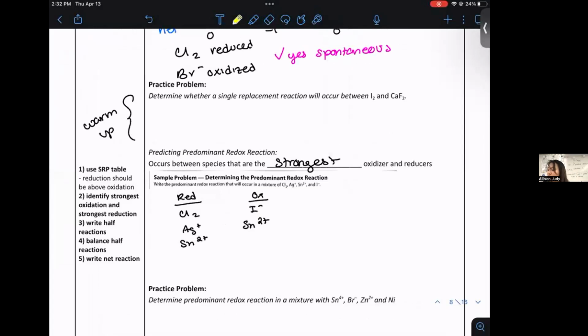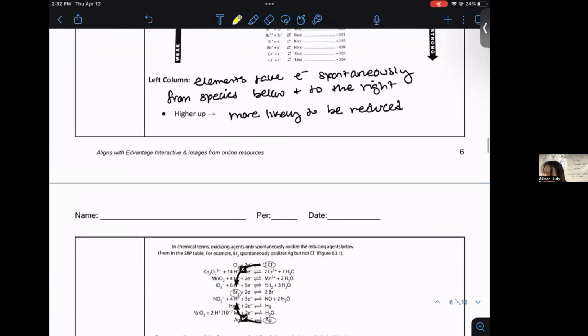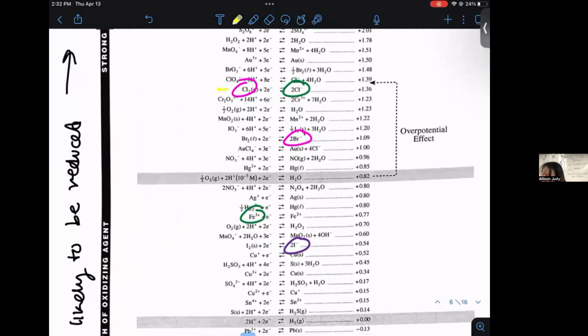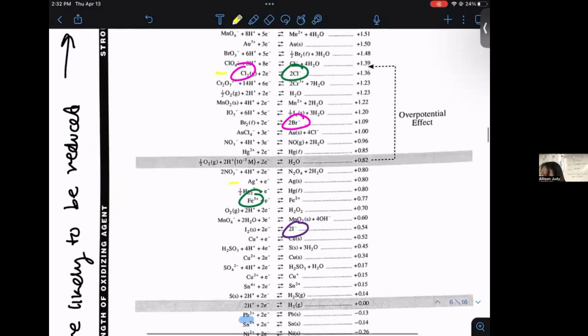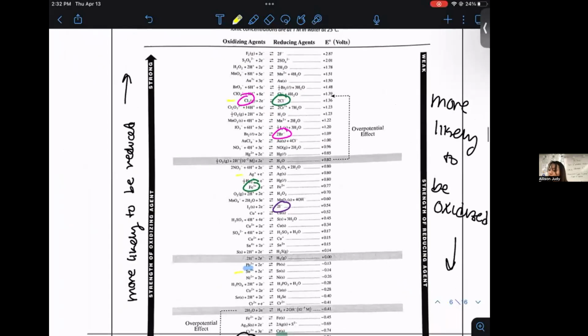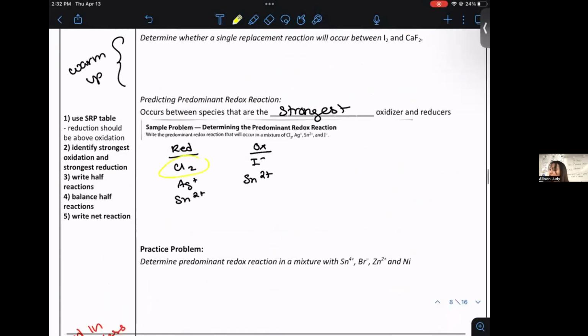And so then we look at who's a better reducer: Cl2, Ag plus, or Sn2 plus? Cl2 is here, Ag plus is here, and Sn2 plus is here. On the reduction side, Cl2 is higher, more likely to be reduced. So this would be our predominant reduction.